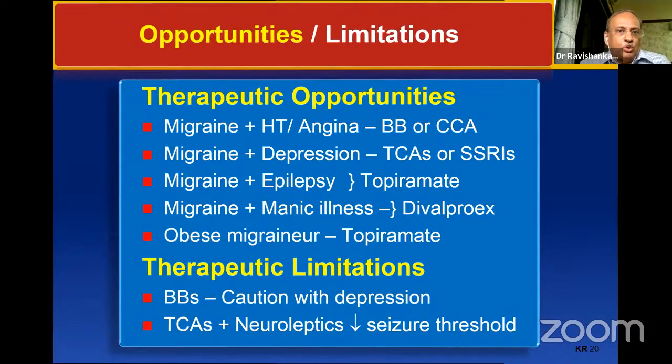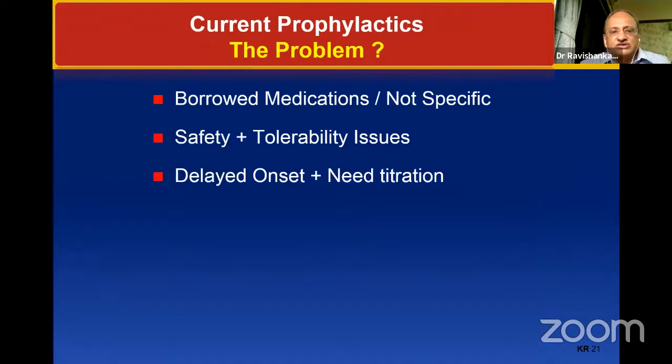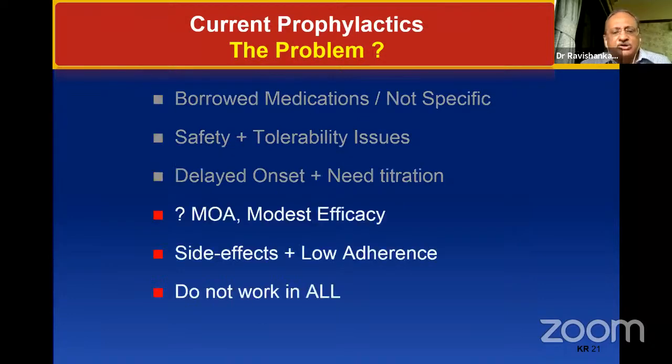Now, what are the problems with what is available to us today? None of these are specific for migraine. They are all borrowed from other areas like antihypertensives, anti-epileptic drugs, antidepressants. And there are safety and tolerability issues. They take a very long time to start acting. And they always need titration follow-ups, which patients may not come to you again, and all the drugs do not work in all. So there is a definite drawback in the prophylactics which are currently available.